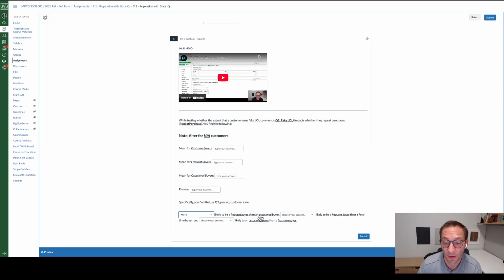And also if the p-value is significant, right? Here, if frequent buyer is higher than first-time buyer, you're going to say more. But if any of these p-values are not significant between these, then you're going to say just as.